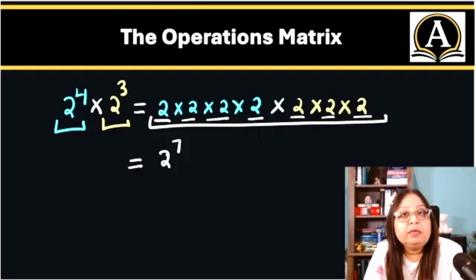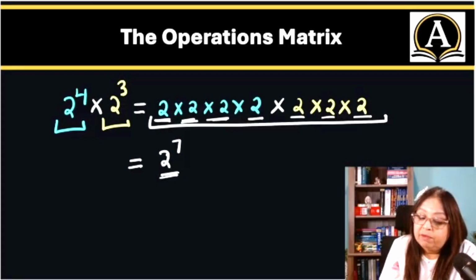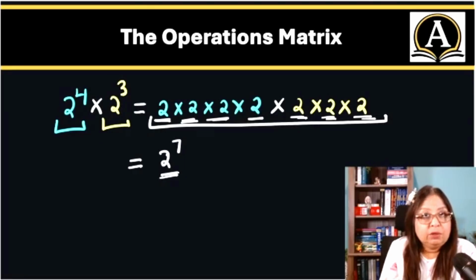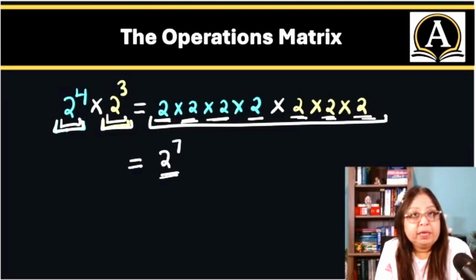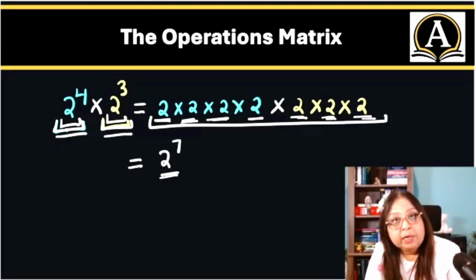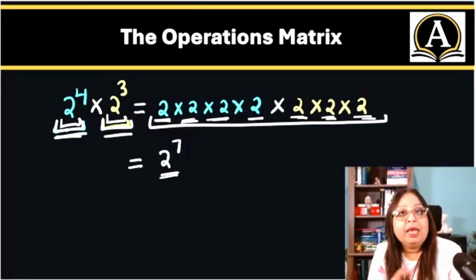Now, is there an easier way to get this 2 to the power 7 other than multiplying out these 7 2's with each other? Sure is. On the left hand side here, we have 2 numbers multiplying each other. And each of these 2 numbers is a power expression. And each of these 2 power expressions has the same base 2.